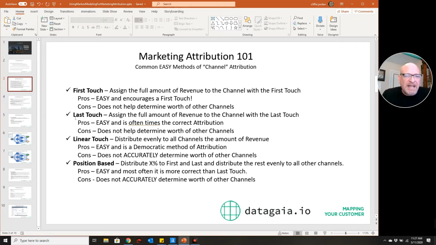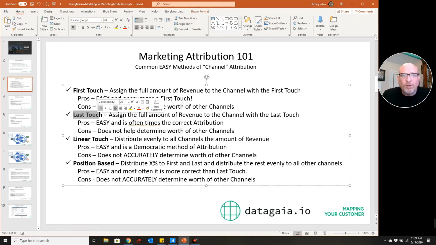The next one is last touch. This is where we assign the full amount of revenue for a particular sale to the channel that was the last one right before the purchase. So let's say you hit them up with an SMS first, and then they saw the email, and then they saw the social media ad. If you're using a last touch methodology, social media would get 100% of that person's revenue attributed to it. Okay.